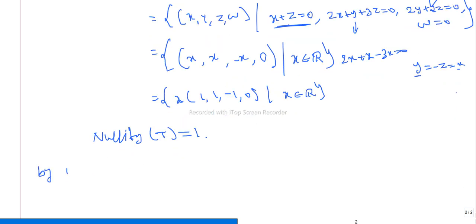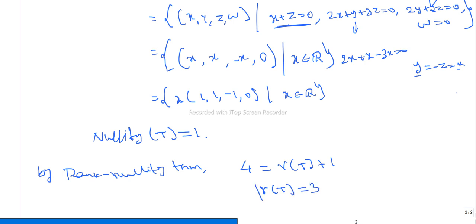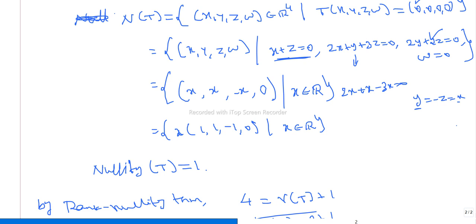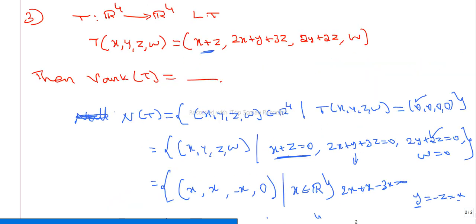So by rank nullity theorem we have the dimension of the domain, which is 4, equal to the rank, which we don't know and have to find, plus the nullity, which is 1. Therefore rank is 3. So the rank of this transformation is 3.